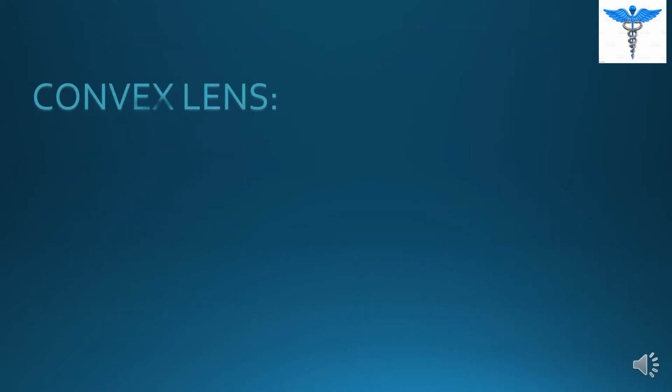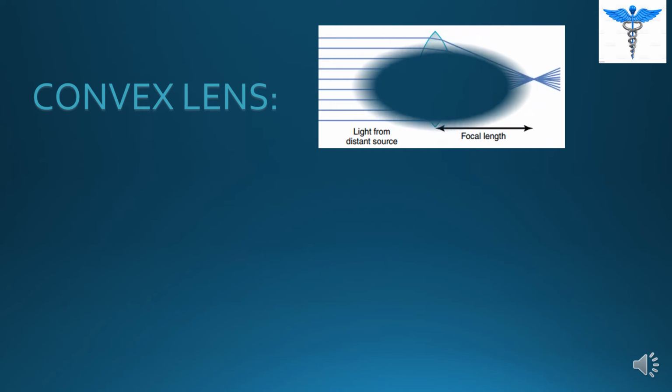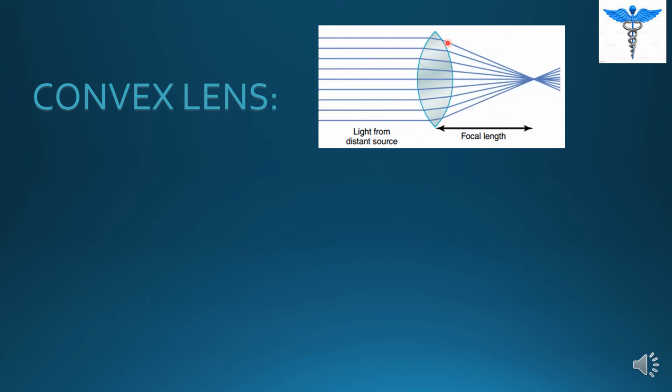Now let's study what a convex lens is. Here you can see the figure. This is a convex lens. When light rays pass through this convex lens, and here you can see this is at a certain angle, right? So it converges. The converging power of this lens is called refractive power. The greater the converging power, the greater the refractive power, and that refractive power we measure in diopters. We will study this in more detail in the next slides.